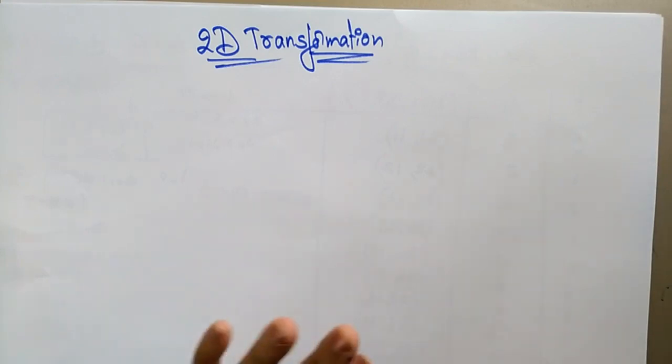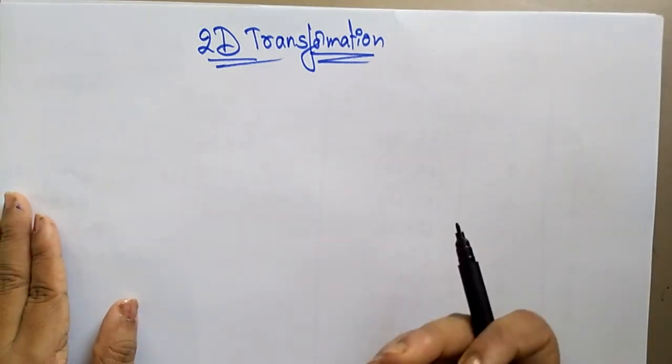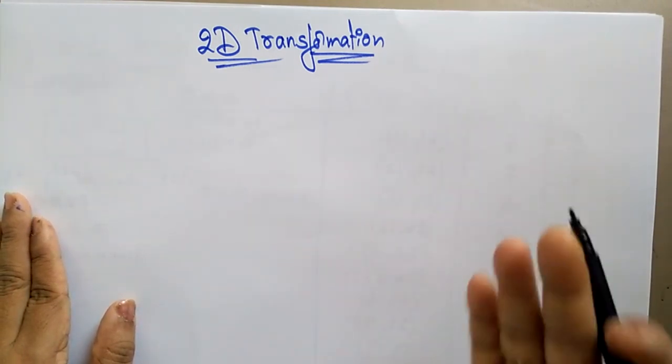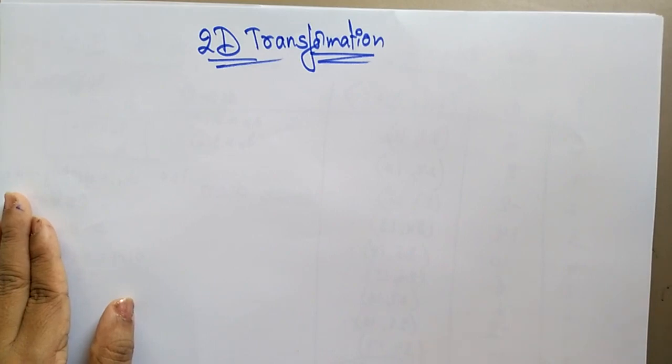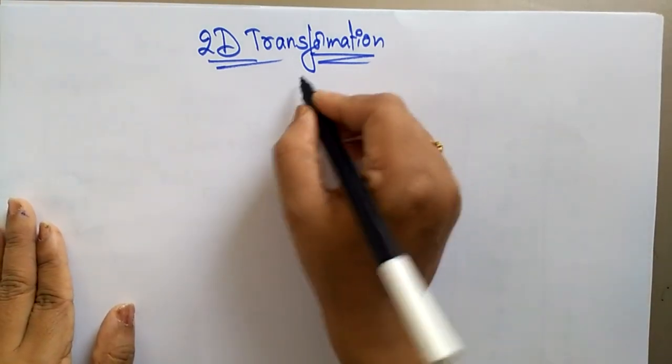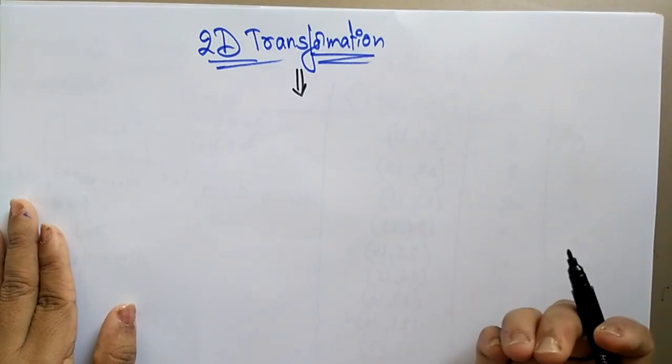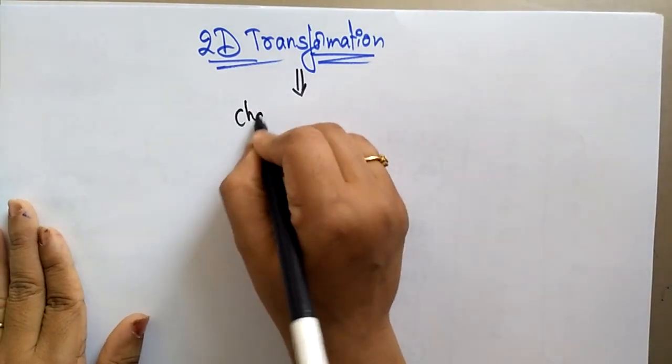So what is a 2D transformation? After an object creation, so first you created the object. After the object creation, sometimes it may require changing the object in position or in size. That changing you call a transformation. Transformation is nothing but a changing of an object after creation.